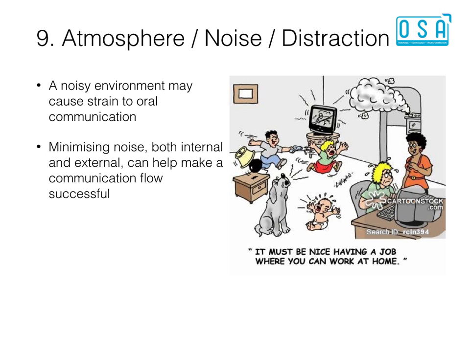Second to the last, also, would be your atmosphere, the noise or distraction. Before the start of this presentation, I already gave this as a probable example, and this is a common interference or a barrier in communication. A noisy environment could actually cause strain to oral communication. Minimizing the noise, both internal, like say for example, what you're feeling, what your problems are, and the external noise, like the noise of the fan, the television, or the iPod, can help make communication flow successful.